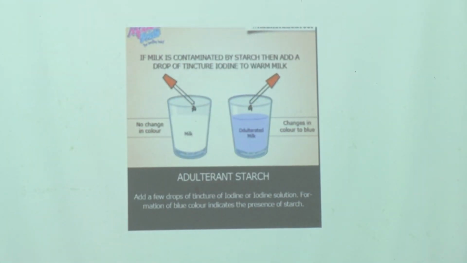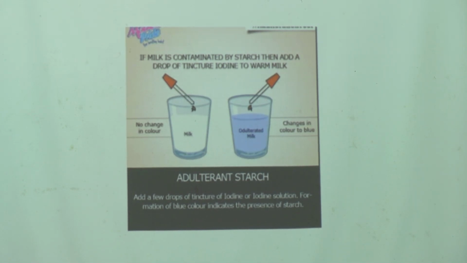So if milk is contaminated by starch, how do you test it? You add a few drops of iodine, and if it becomes blue, it means it is adulterated. If there is no change in color, then the milk is pure. But if milk is contaminated, it becomes blue. So this is a simple test for adulteration of milk by starch.